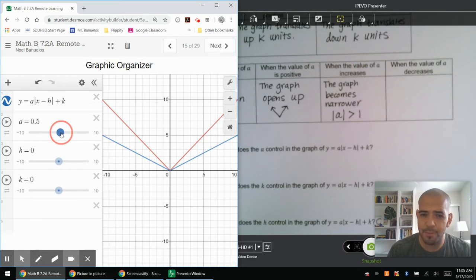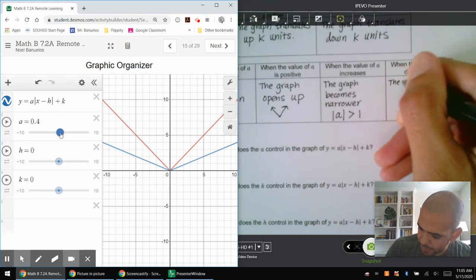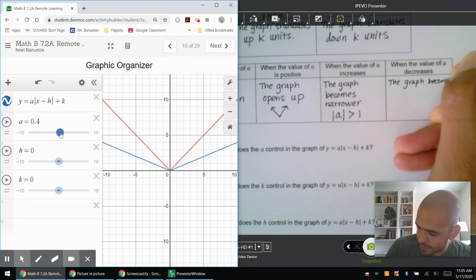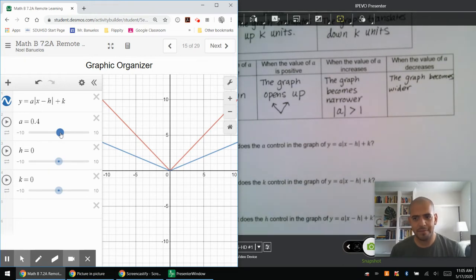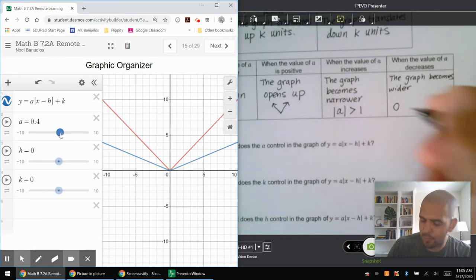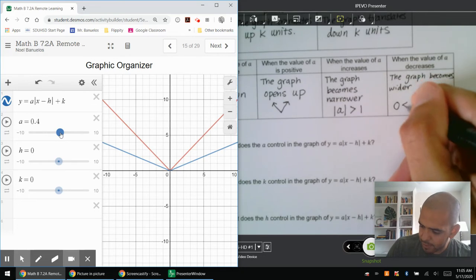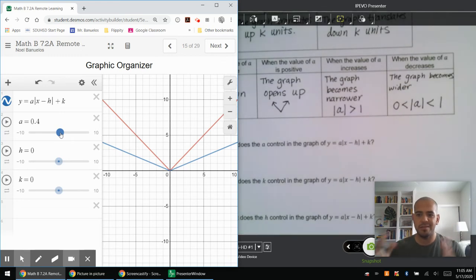Notice what the blue graph did? Just slightly, a little bit. So we'll just stop right there. And what it did was the graph became wider. Now, in this situation, this one's a little tough. We're really focused on where your graph becomes wider, which is in between 0, the absolute value of A, and 1. Basically, a number between 0 and 1.